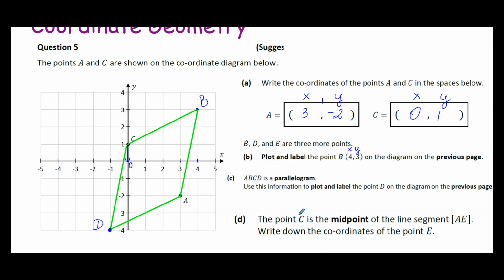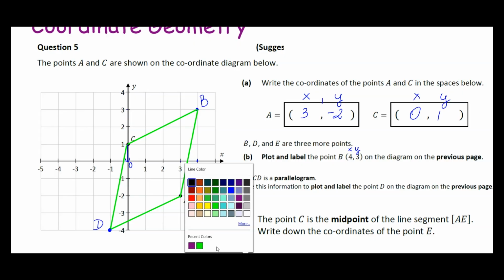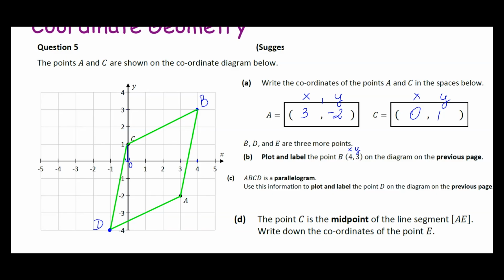Okay. The point C is the midpoint of the line segment AE. So there is a line. We don't have that line. Let's get that maybe in a different color so we don't get confused. And let's get a line like that. So there is a line here that goes. And that C is in the middle between A and E, and we have to write down the coordinates of E. So if that is in the middle, that means that the distance here will be the same as the distance here. And the drawing is very good.